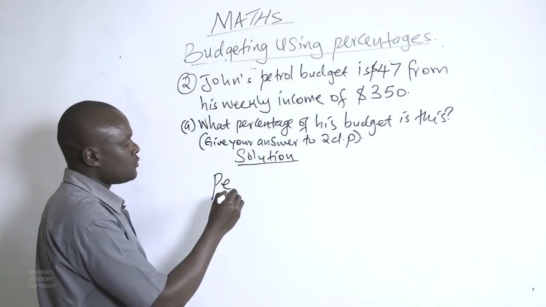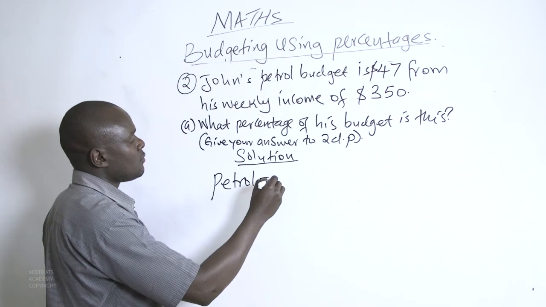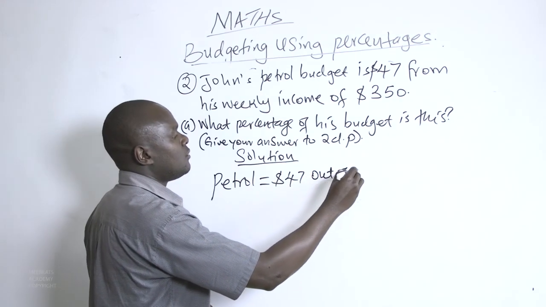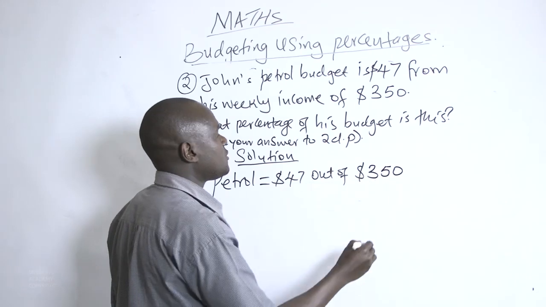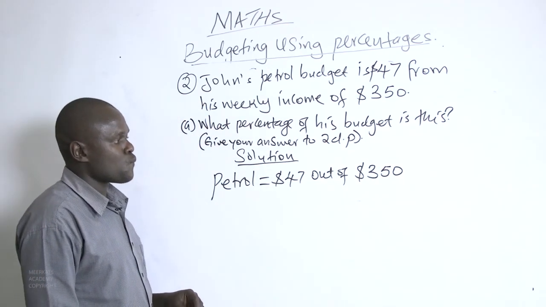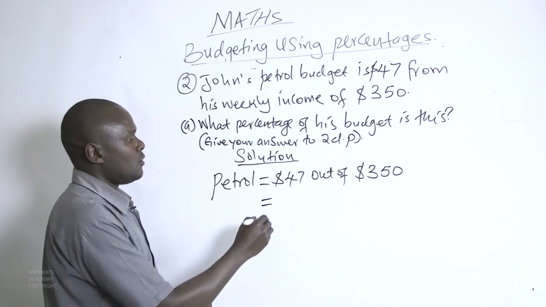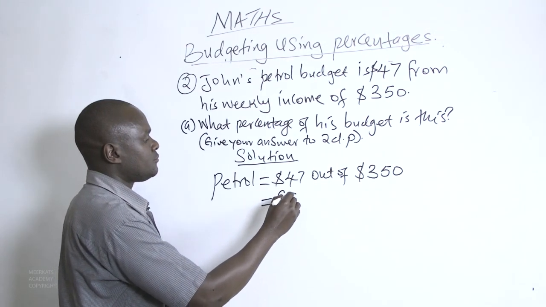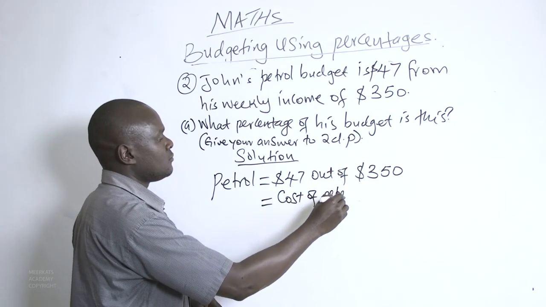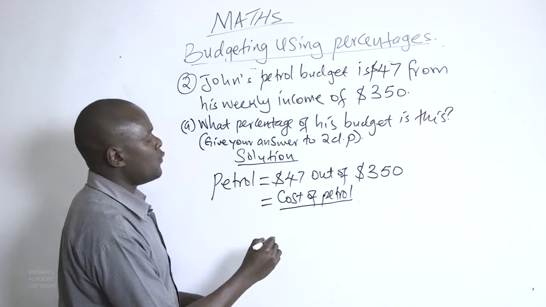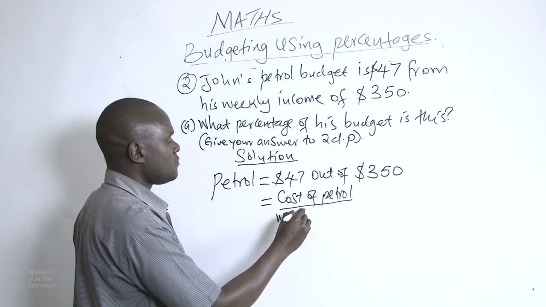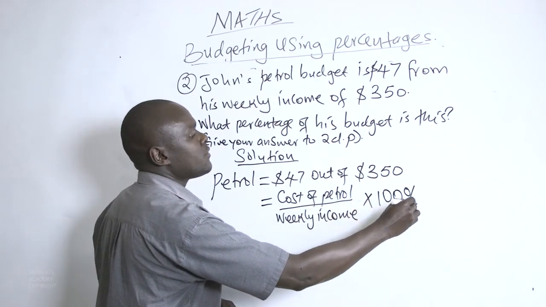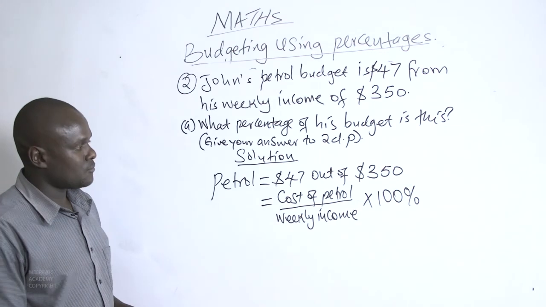So the amount allocated to petrol is $47 out of the $350 weekly income. And for us to express this, we need to take the cost of petrol out of the weekly income, then we multiply by 100%. By doing that, we'll have converted that to a percentage.